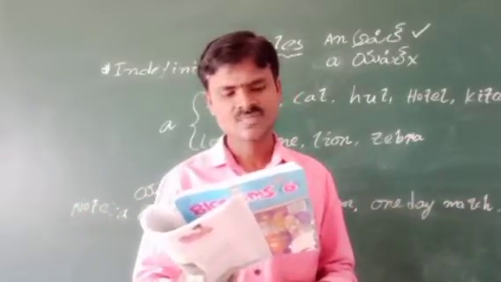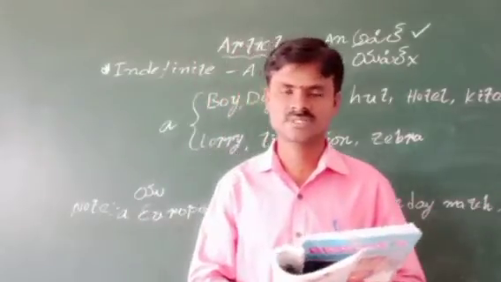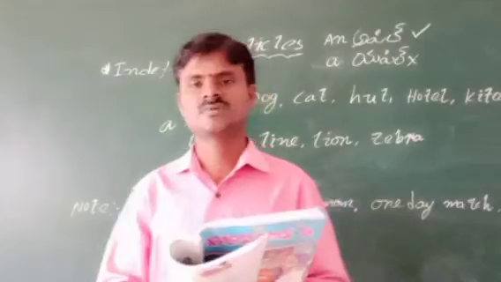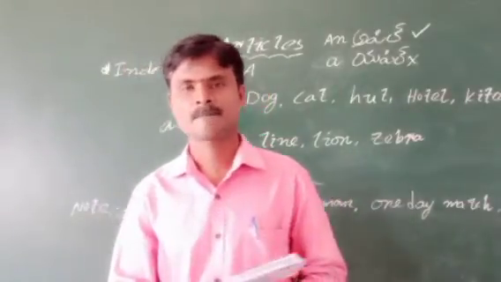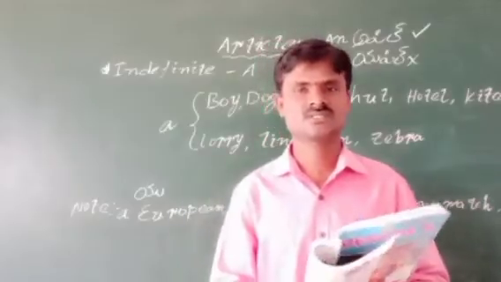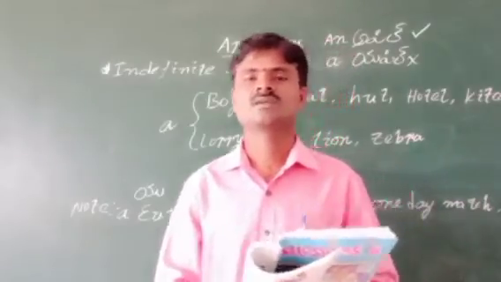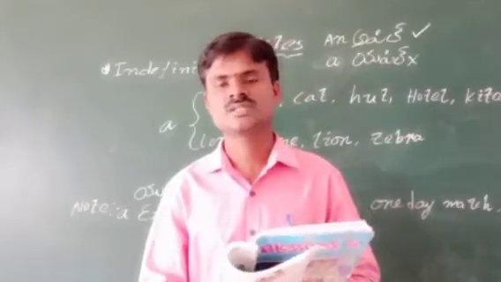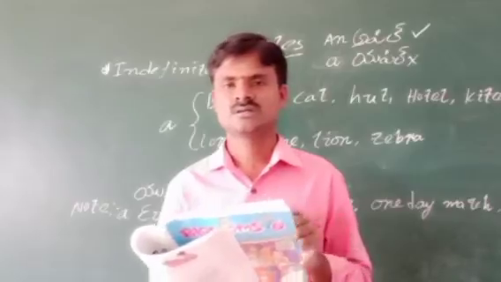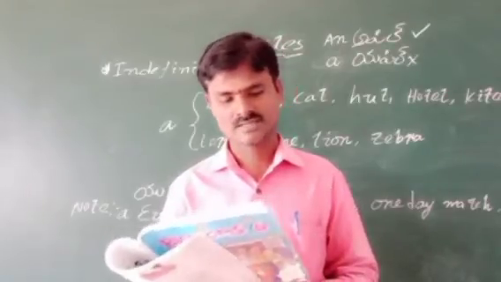Next, before ordinal numbers. Ordinal and cardinal numbers are there. Ordinal numbers before the: the first, the second, the 21st century, the 11th century, the 10th century. If you use ordinal numbers, first, second, third, you have to use the article. If you use cardinal numbers like ten, you should not use the article.